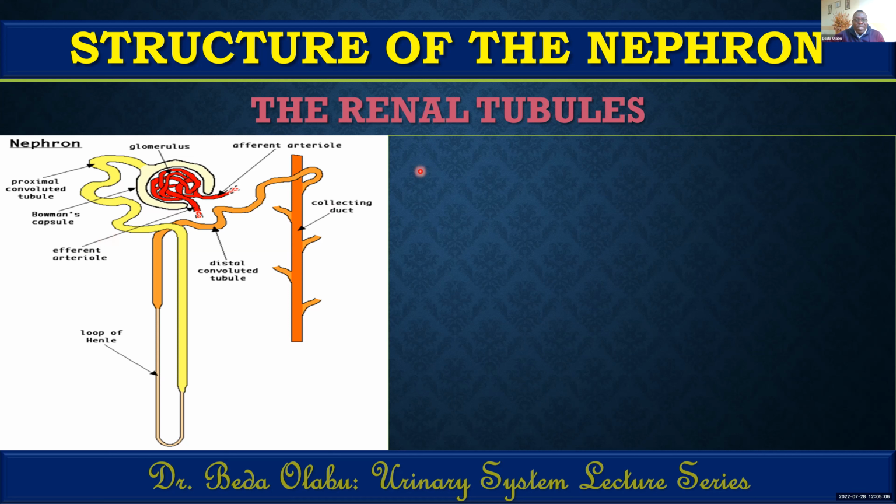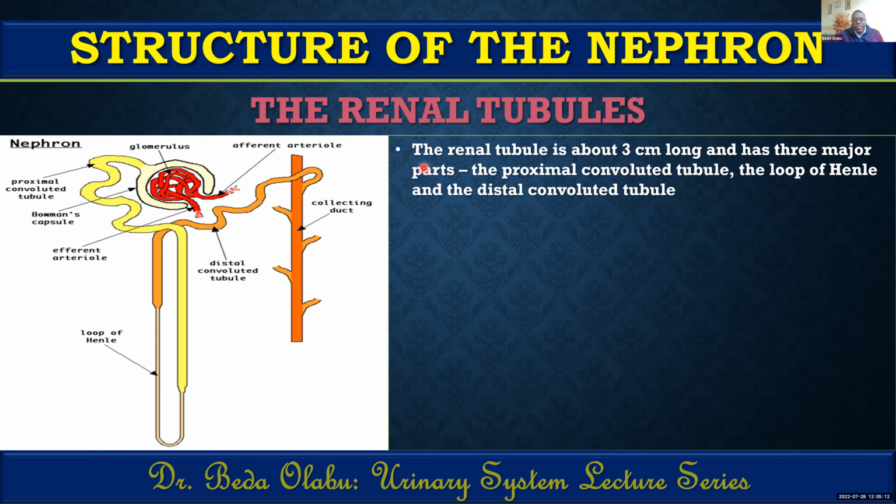Now let's talk about the renal tubules. This is the other part of the nephron. A single renal tubule will be about 3 centimeters long. That is really long. And it has 3 major parts: the proximal convoluted tubule, the loop of Henle, and the distal convoluted tubule.